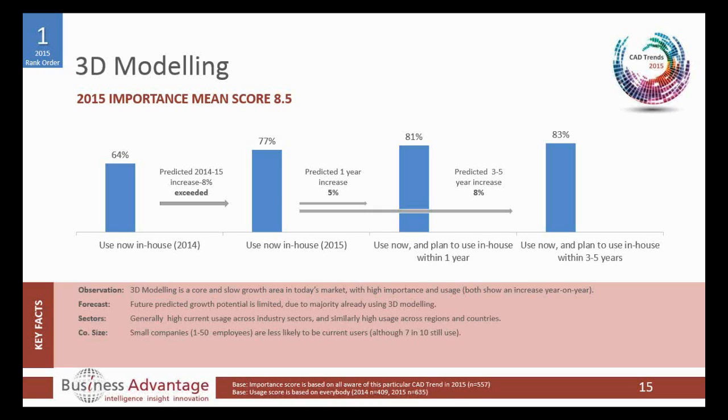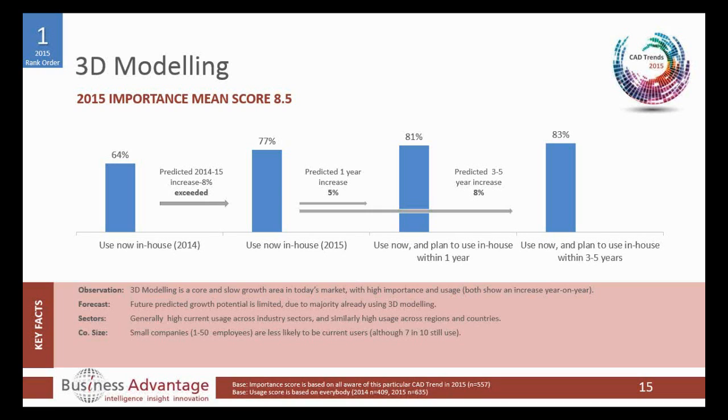The first bar on the left shows the current usage as it stood in 2014 when we started to monitor the trend. The second bar shows the current usage as it stands in 2015. So you can see that in 2014, 64% of our sample were using 3D modeling. And this year, in 2015, it's increased to 77%. The arrow between the two bars shows the predicted 1 year percentage increase in usage, and whether or not this was exceeded, met, or not achieved.